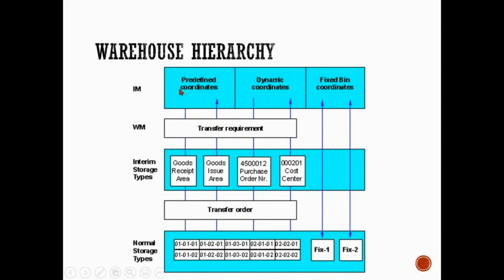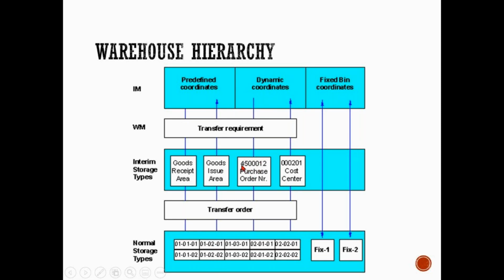So, for example, if something is triggered from IM level, like let's say goods receipt, it comes to the goods receipt area, which is an interim storage type, and then using a transfer order, it goes to the final storage bin. If anybody wants to pick it back, then again from here the transfer order will be created, which picks the stock from here, moves to the goods issue area, and then goes back. So it's just that they have defined that there are predefined coordinates for interim areas, there are dynamic coordinates, and there are fixed bin coordinates.